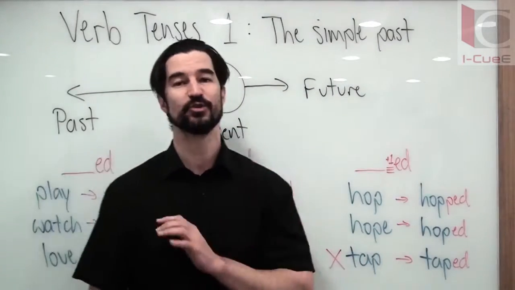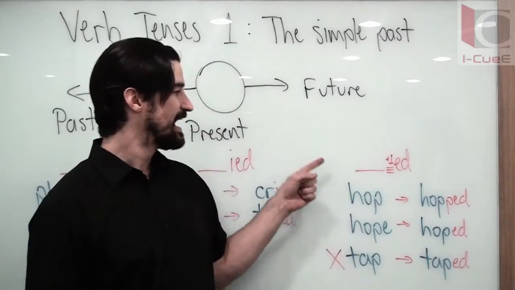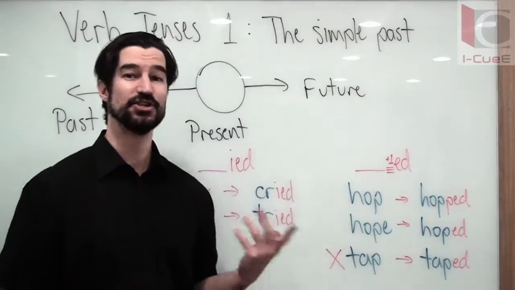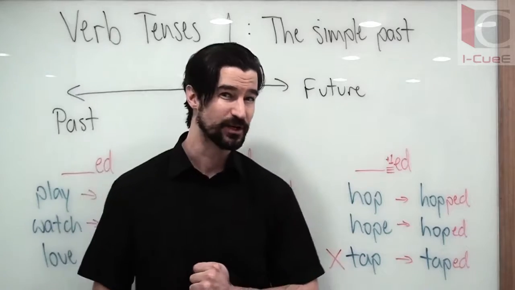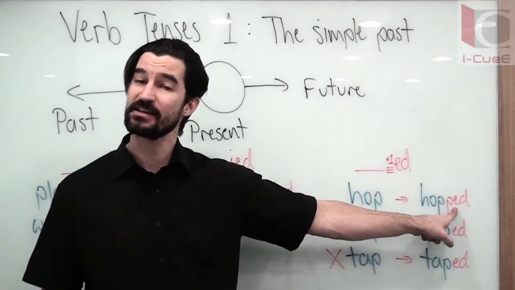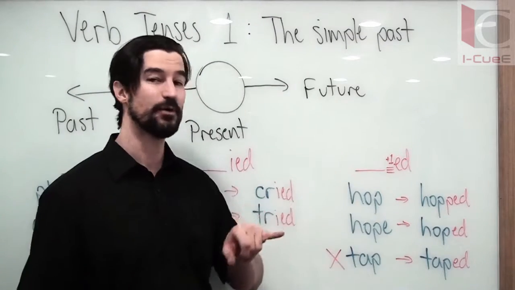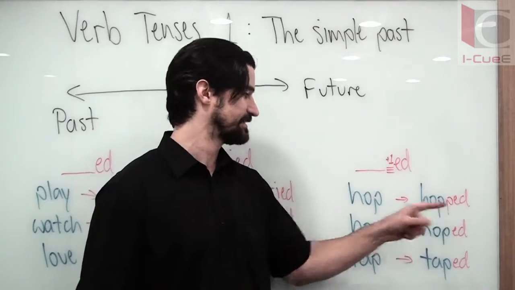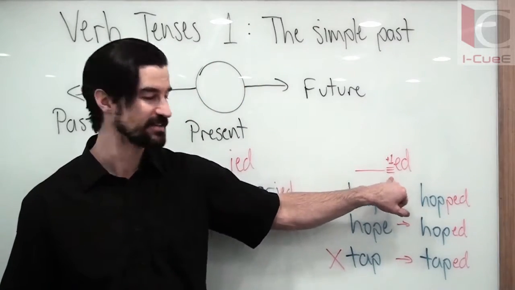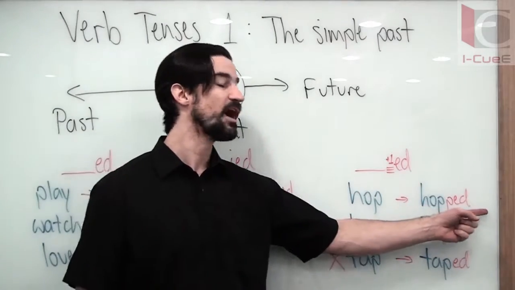There's one last little rule you need to remember when making regular verbs simple past, and that is if the vowel is a short vowel, and again, this usually happens with these little three-letter words, you have to double up the last consonant. The rule is if there's one consonant after a short vowel sound, you have to double it. So here, you're adding one more of the last consonant and then ed. So hop becomes hopped.